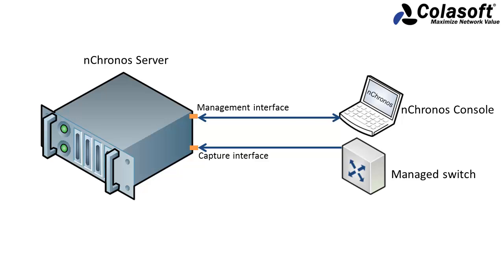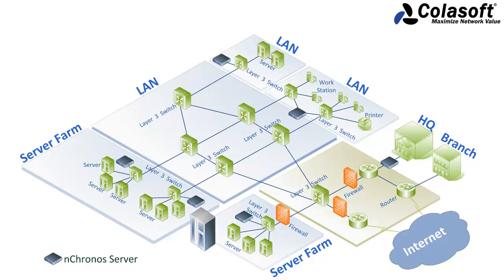Enabling port mirroring on your switch or installing a network tap is required to allow nChronos to capture the network traffic. To effectively monitor and analyze your network, the most important thing is to capture the right traffic. This means you will need to install the nChronos Server in the right location on your network.